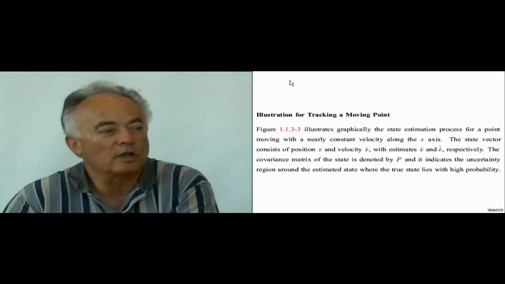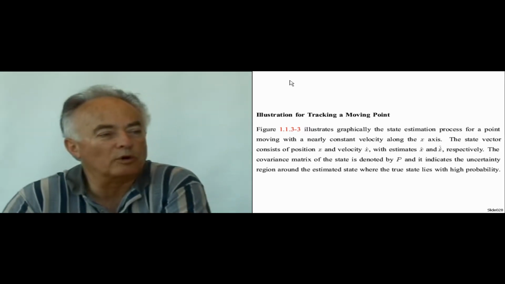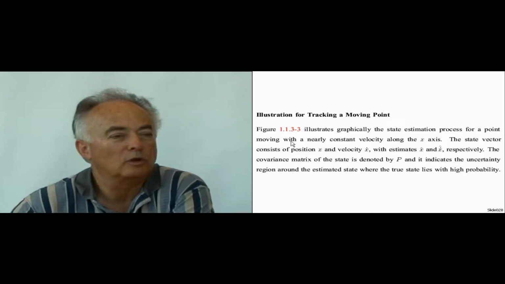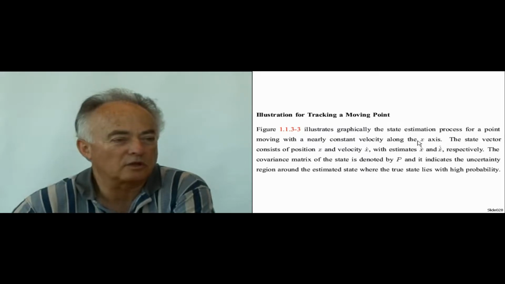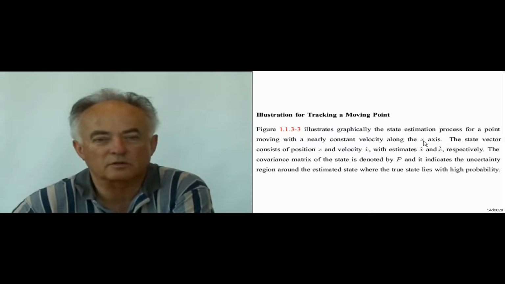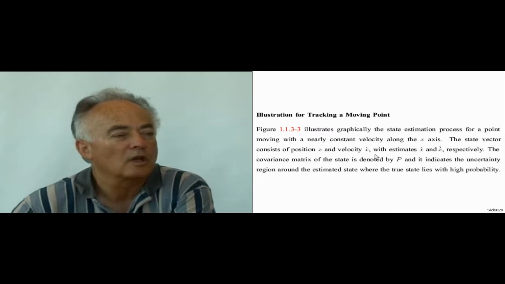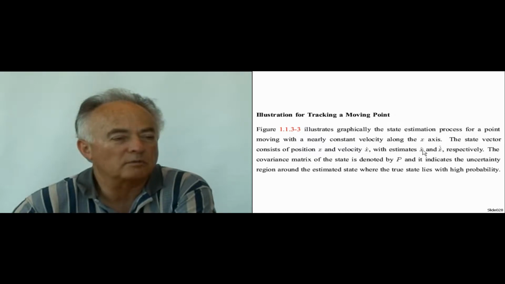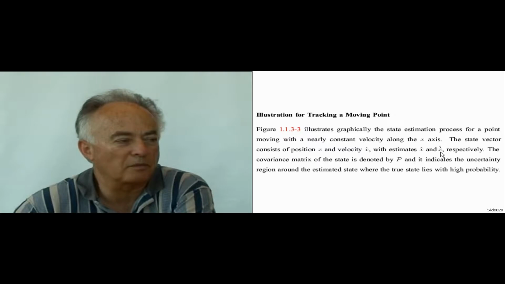We'll illustrate next the tracking of a moving point, namely the estimation process for a point whose motion is nearly constant velocity along the x-axis, that's motion in one dimension only, and the state vector for this consists of position and velocity x, x dot, and they will be estimated by x hat and x dot hat respectively.